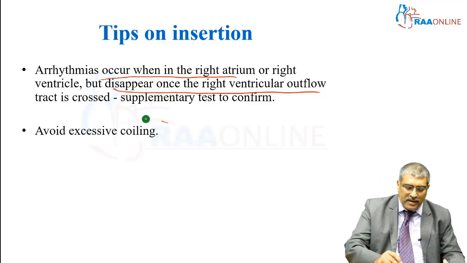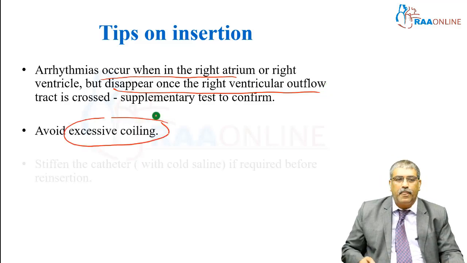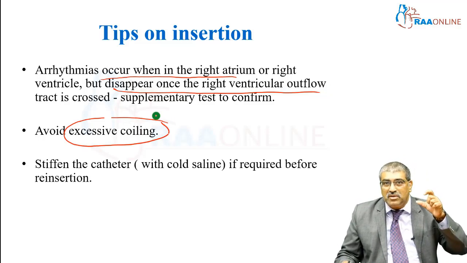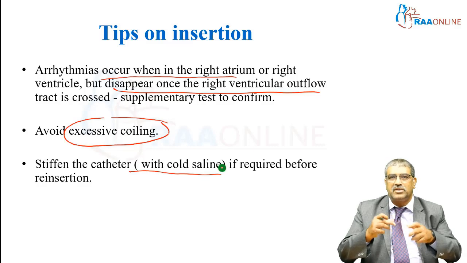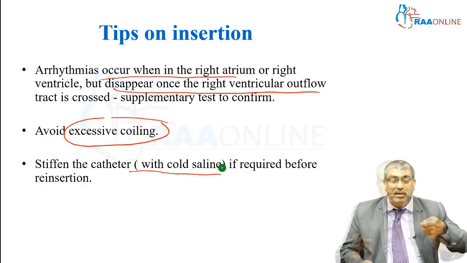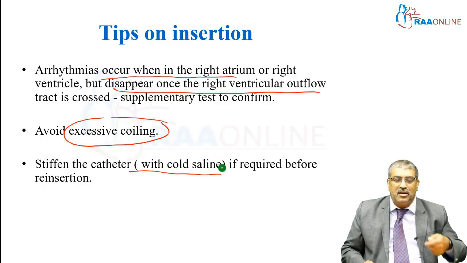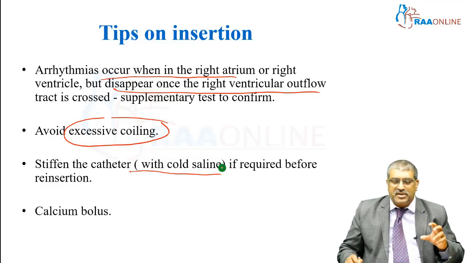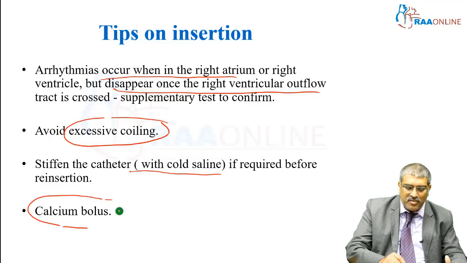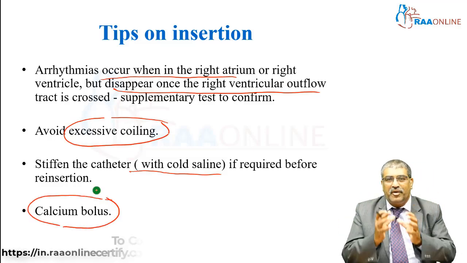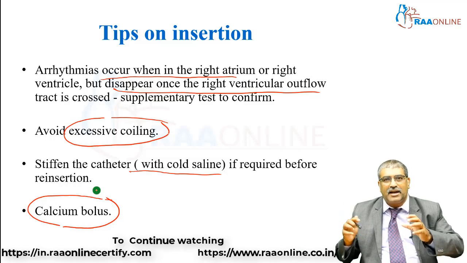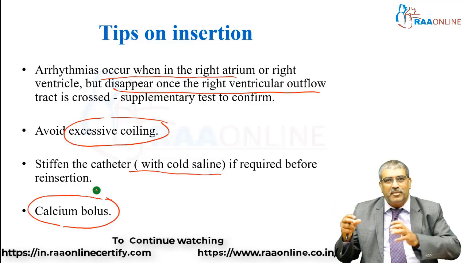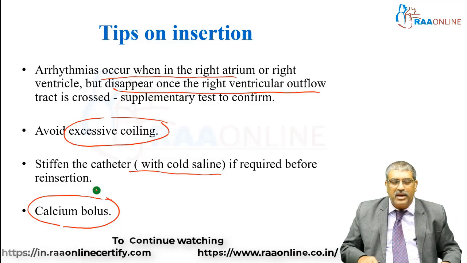Always avoid excessive coiling. Sometimes you have to stiffen the catheter with cold saline. You inject the cold saline from outside, stiffen the catheter and then forward it into the sheath so that it goes into the pulmonary artery. Some textbooks say that you give a calcium bolus so that the contractility of the ventricle improves, and this increased contractility might push the catheter from the right ventricle into the pulmonary artery.